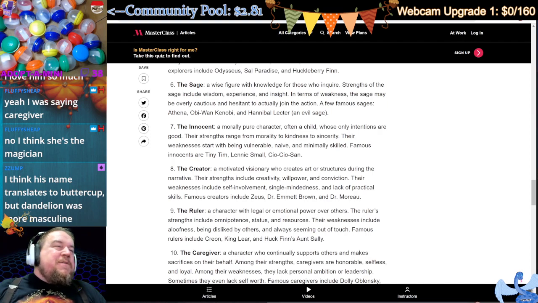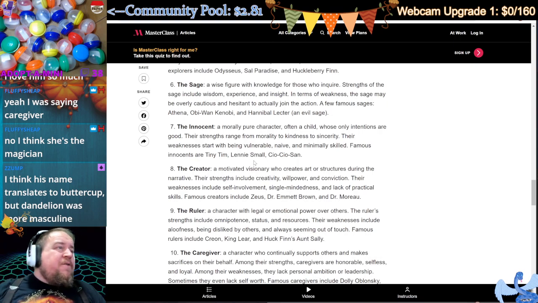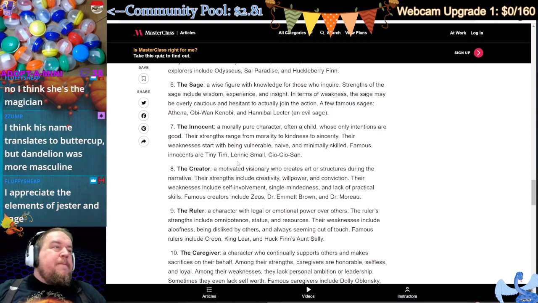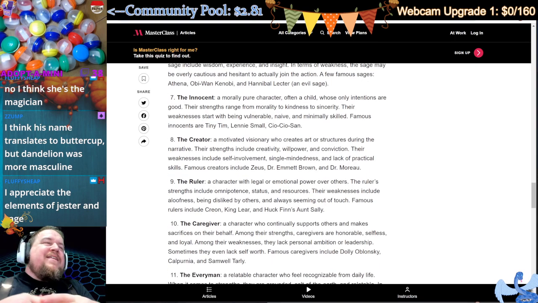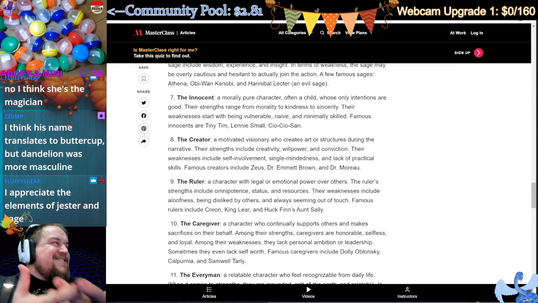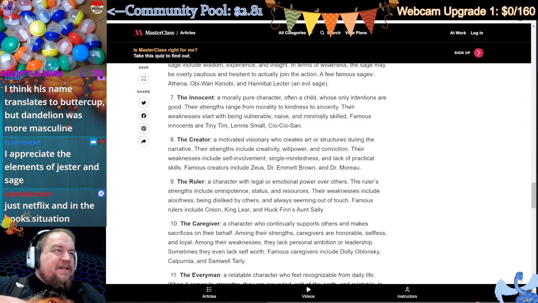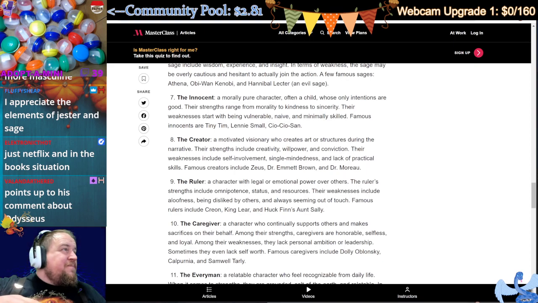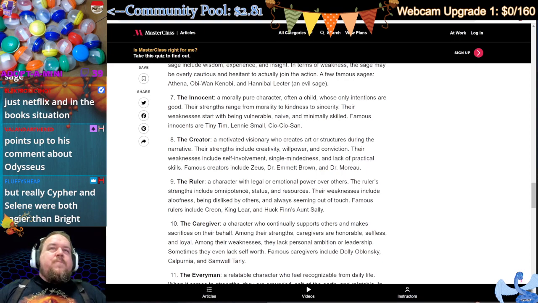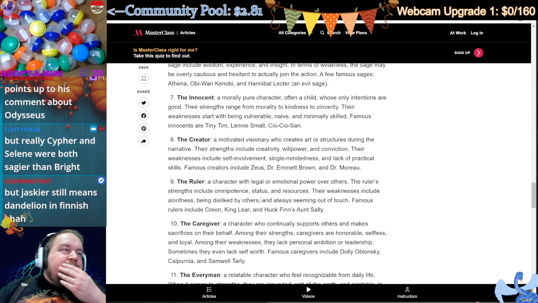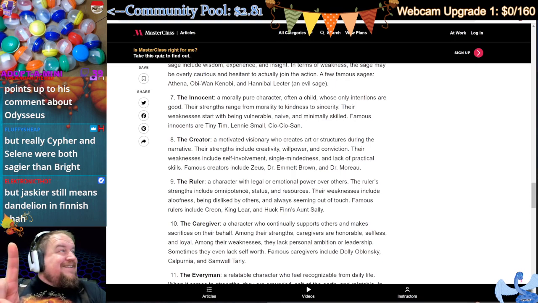I think his name translates to Buttercup, but Dandelion was more masculine. Yeah, I'm sure there were some things that were switched up in translation. Oh, all right. So Fluffy will concede she's a magician that has appreciable elements of the jester and the sage. So we're going main class magician, subclass jester then? Okay, so I'll accept magician, subclass jester.